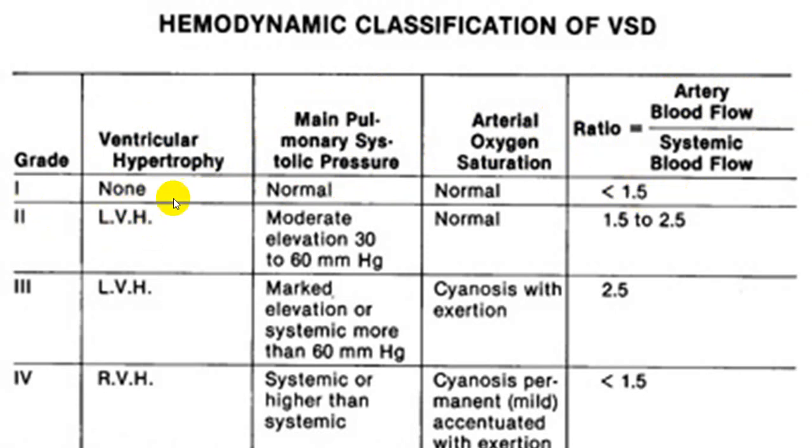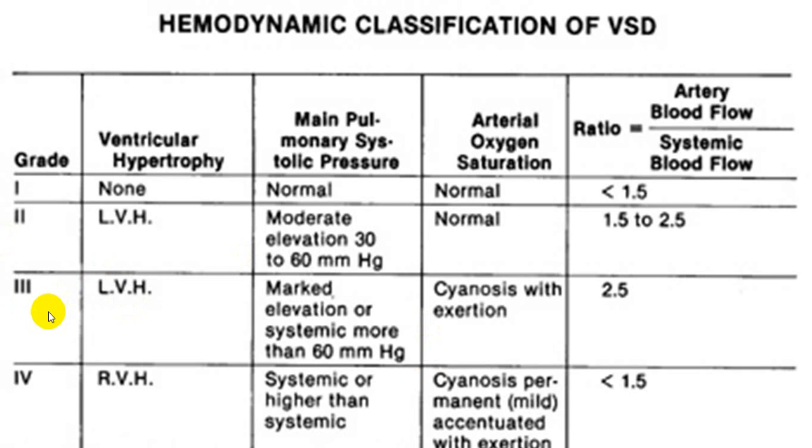In grade 2, you will start getting LVH. Pulmonary pressure will start rising; it will become between 30 to 60. Oxygen concentration still remains normal. And the pulmonary to systemic blood flow ratio will be 1.5 to 2.5.